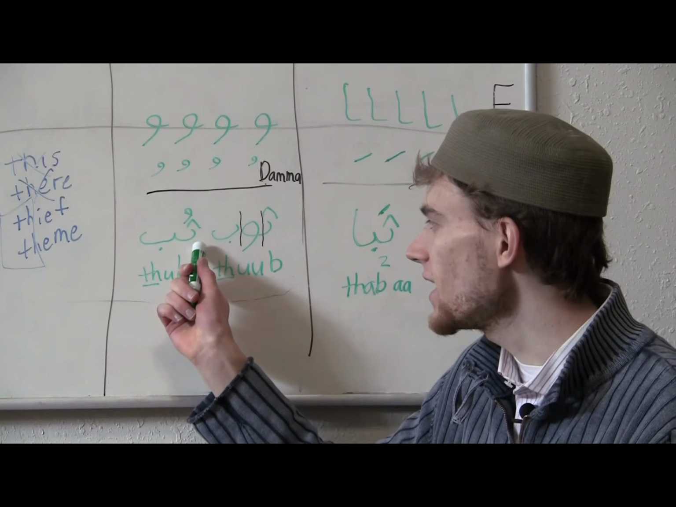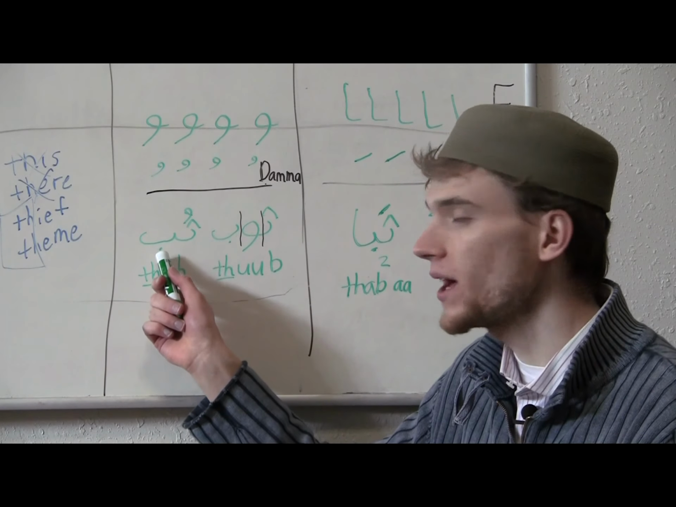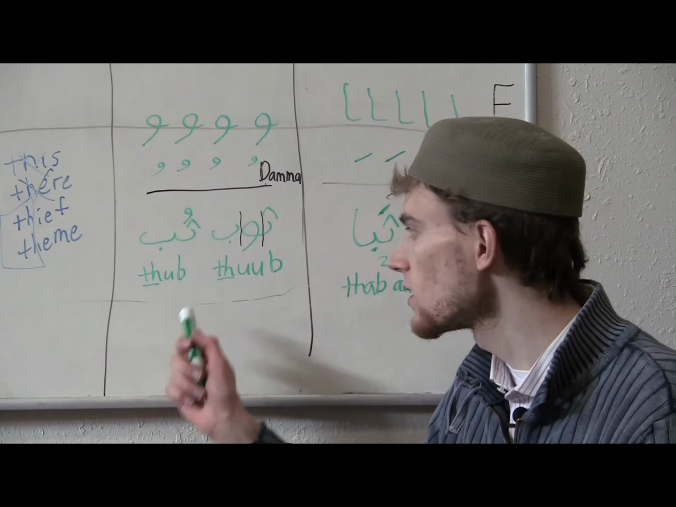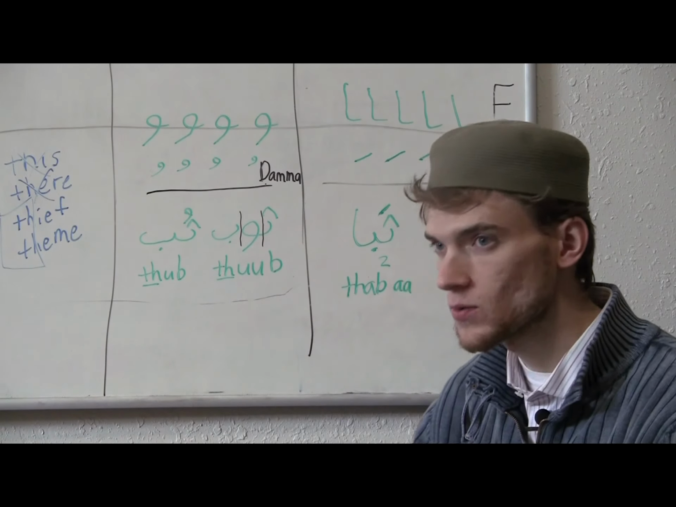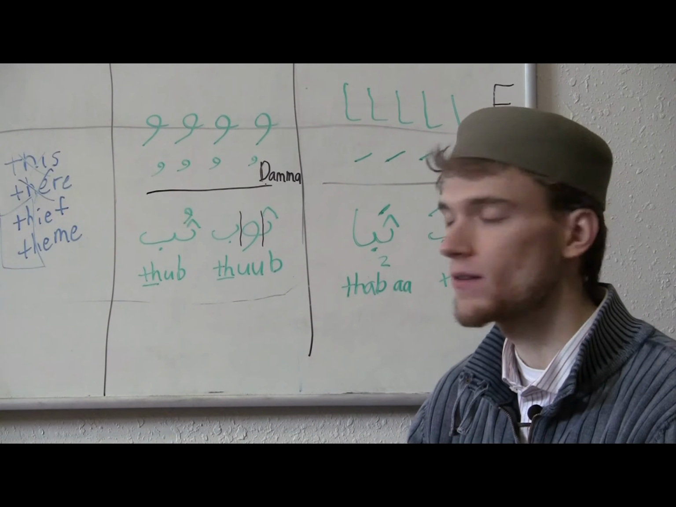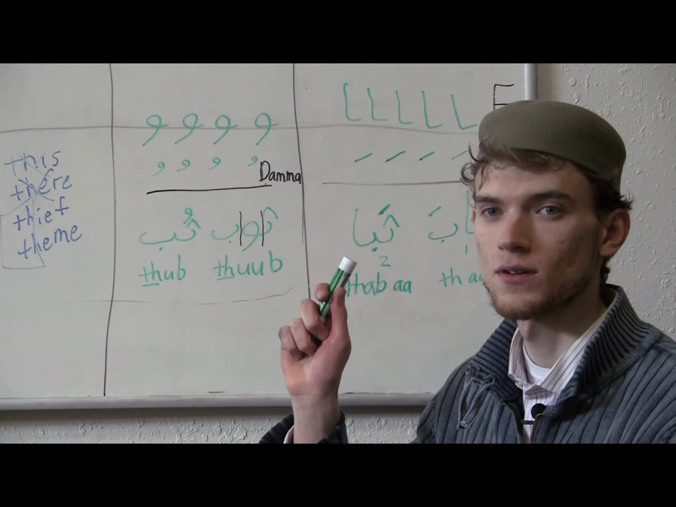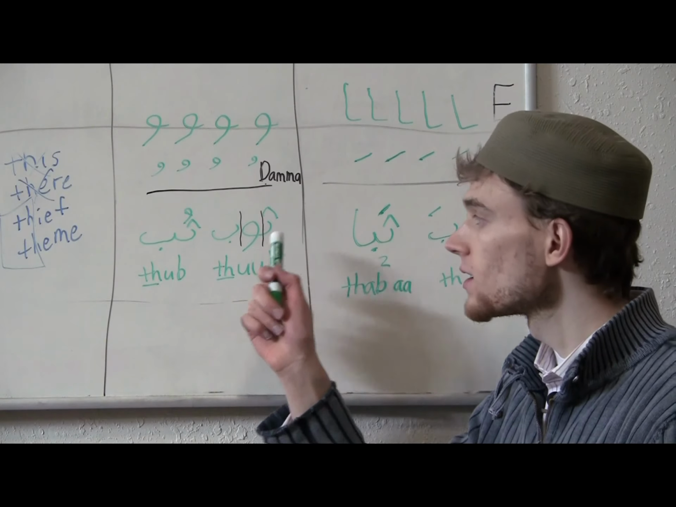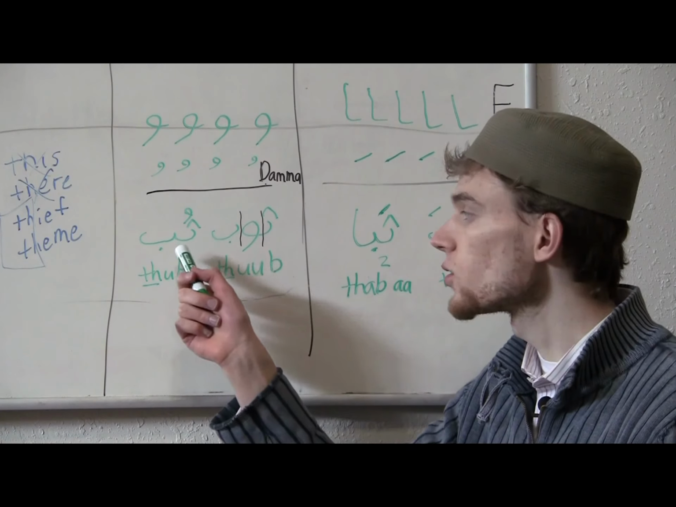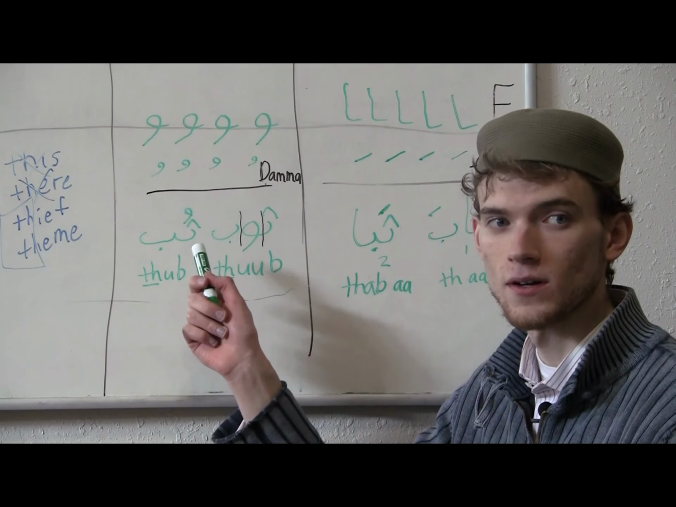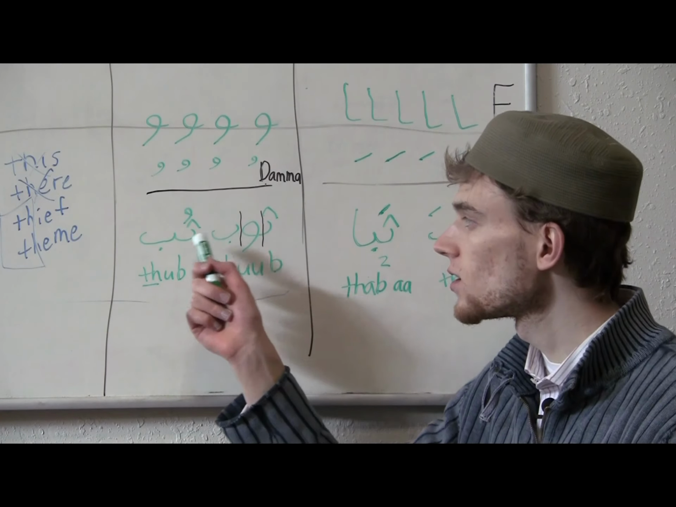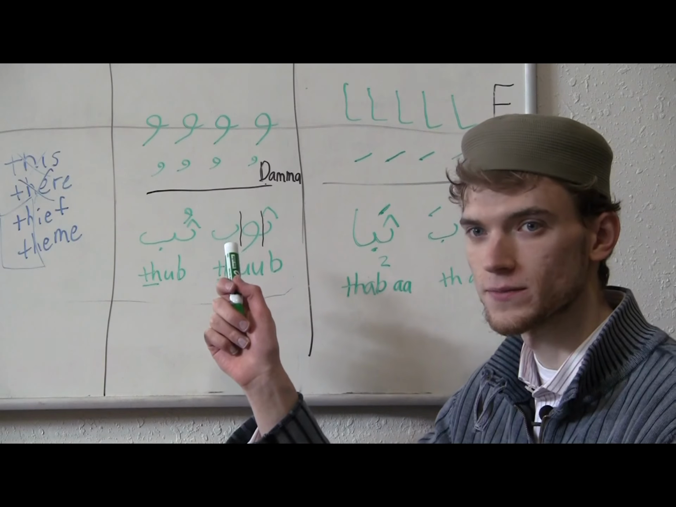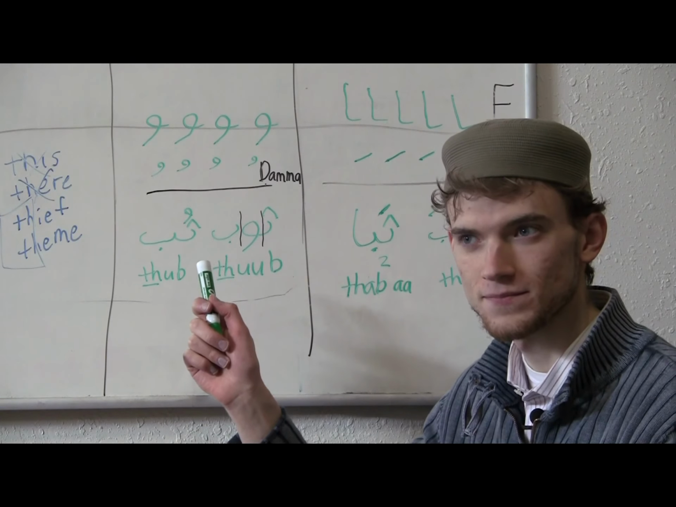So if we have a tha, and then we have a ba, and in between them a dhamma, we have tha and ba, and in between them u, we have thub. So everyone say this with me. Thub, thub, thub. Okay?